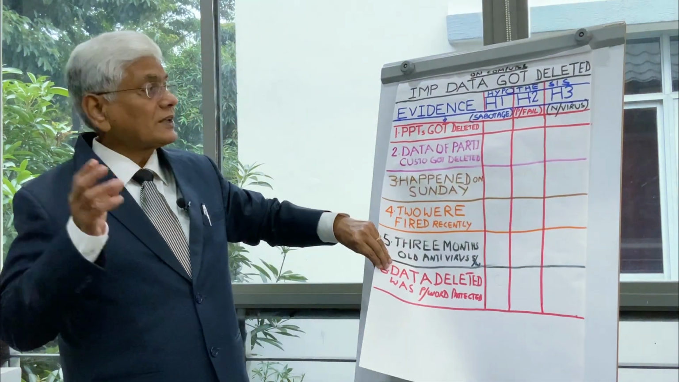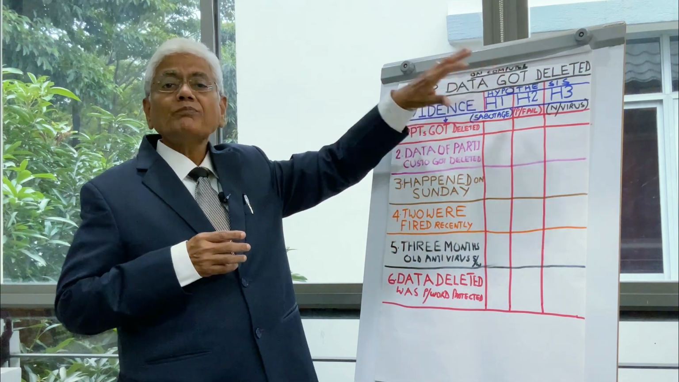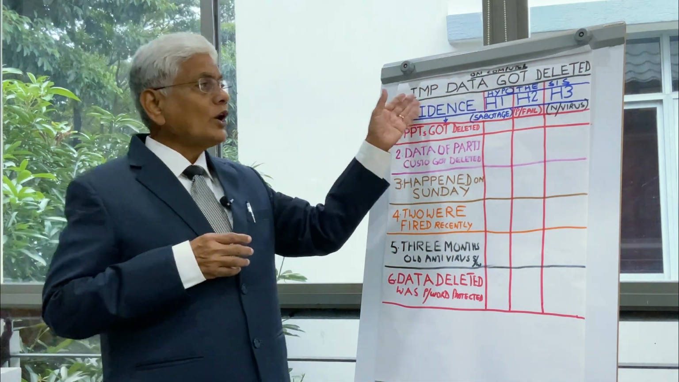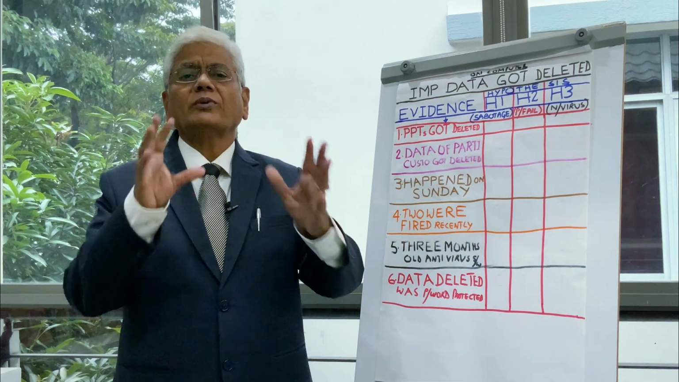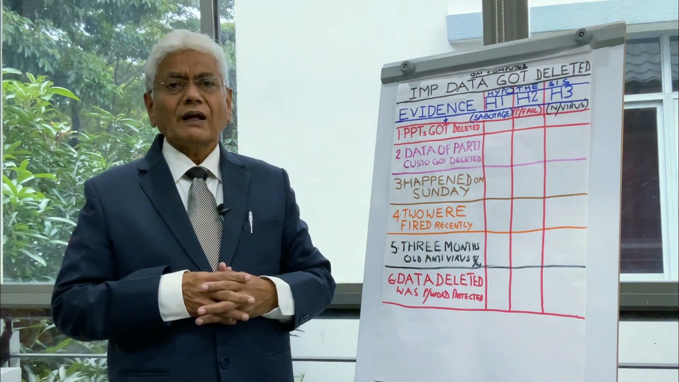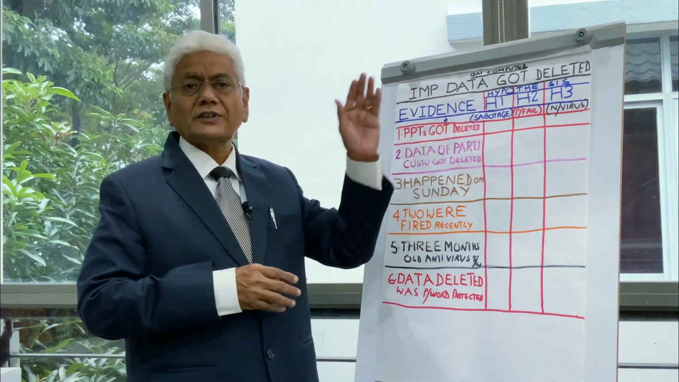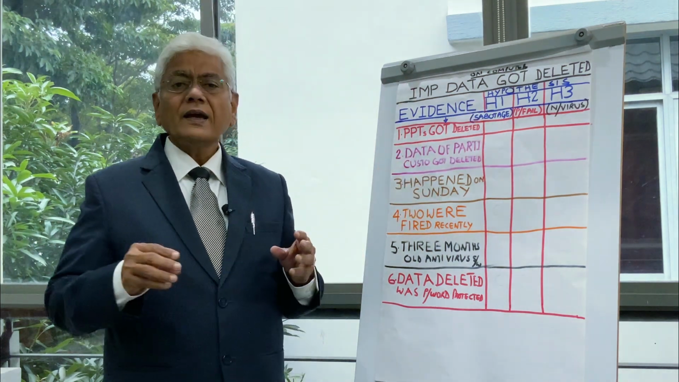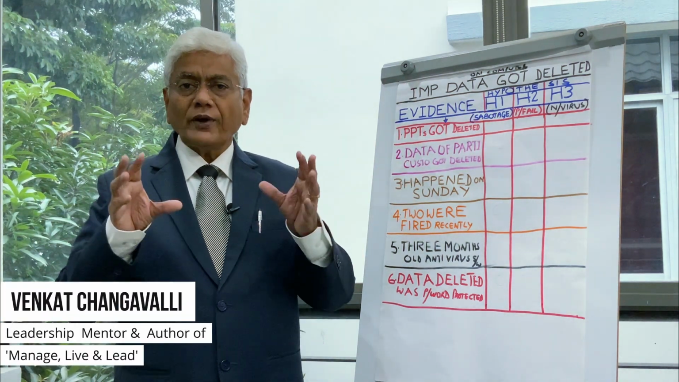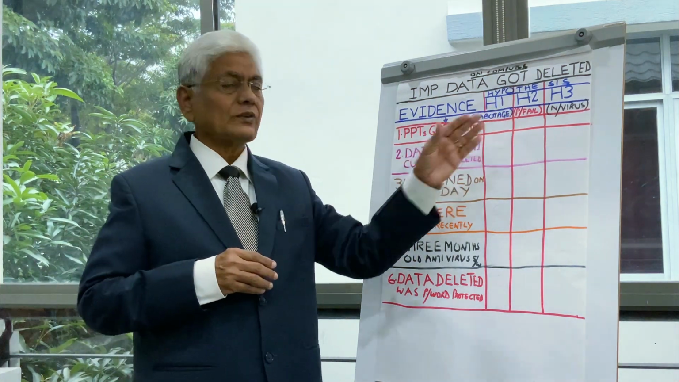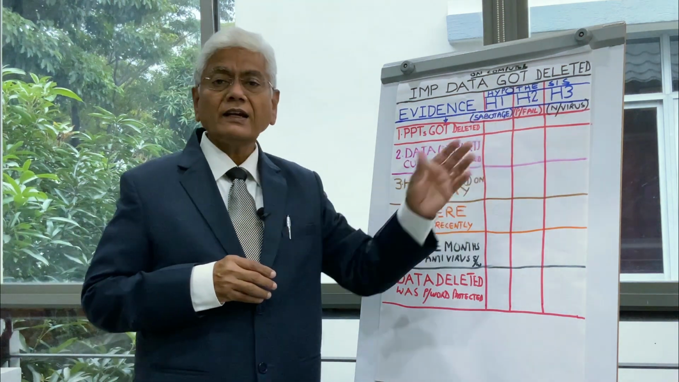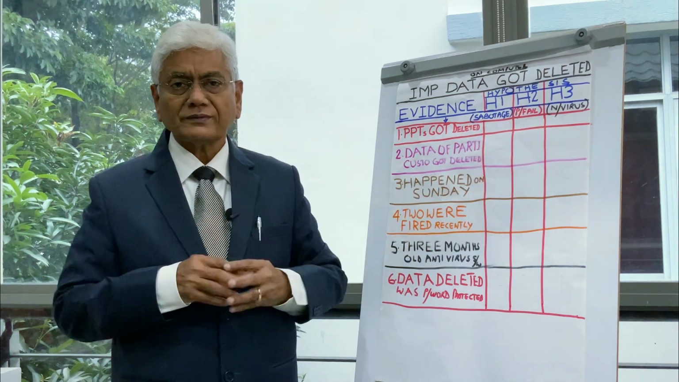Now, let us take an example: for a particular person on the computer, the most important data got deleted. That is the problem. Now, let us list out hypotheses. Hypothesis 1 is sabotage by employees. Hypothesis 2 is power failure. Hypothesis 3 is virus attack.